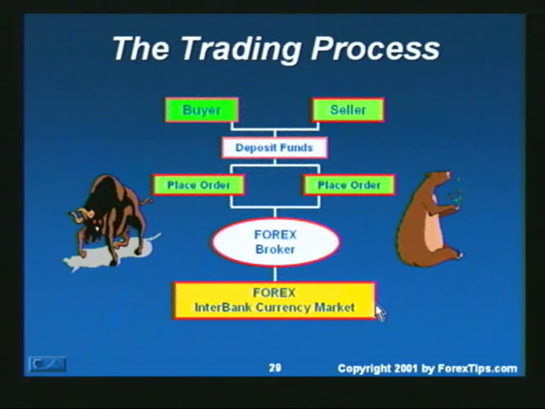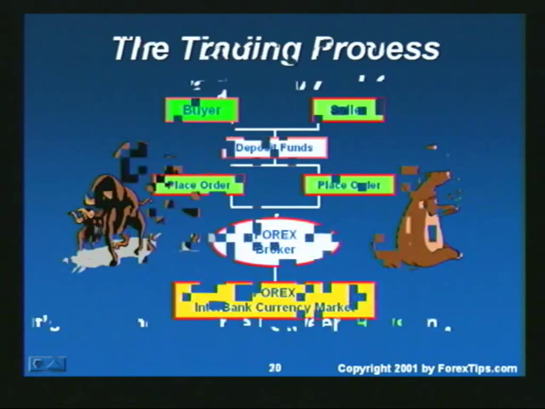Bottom line is the trading process works like this. Whether you are a buyer or a seller, whether you're a bull or a bear, you'll deposit money into a margin account. You'll place orders via the computer. Your orders will go to the broker, and the broker at his choosing will offset it on the interbank market. He will manage his portfolio. That's what makes him a market maker broker.